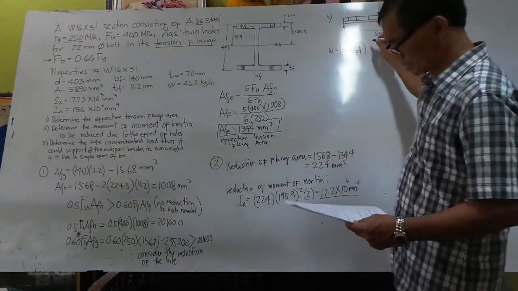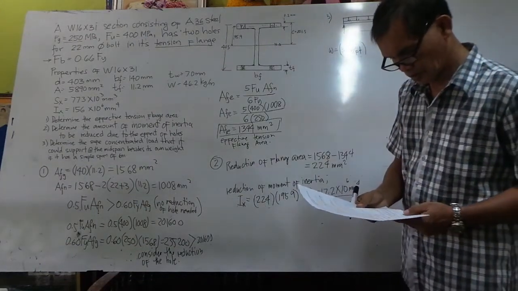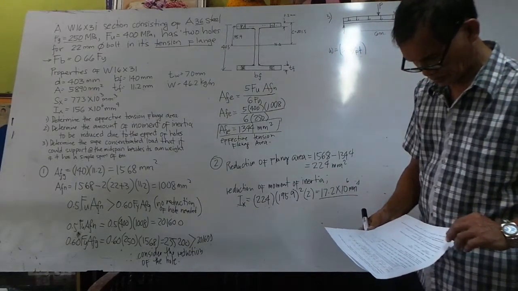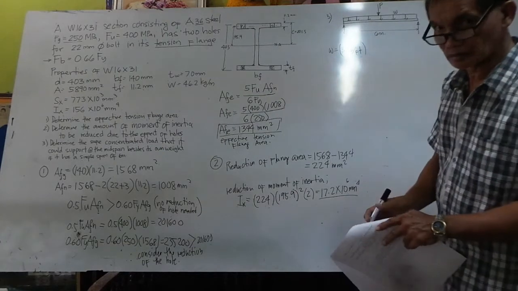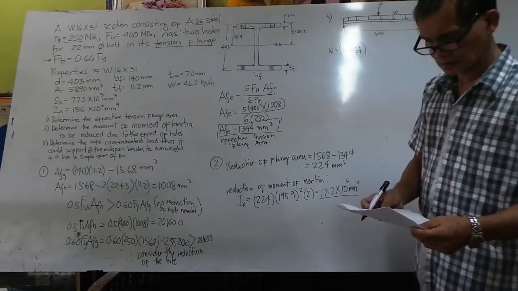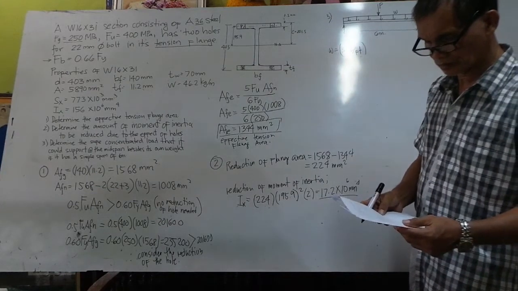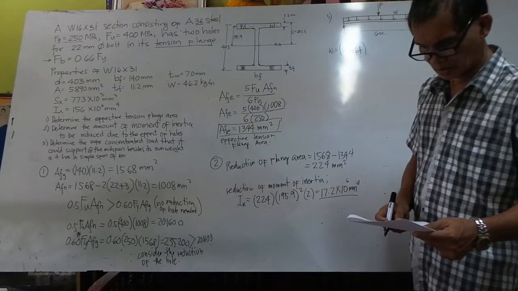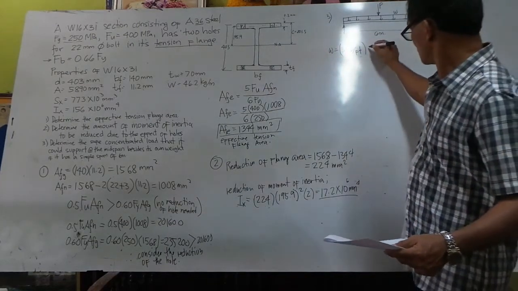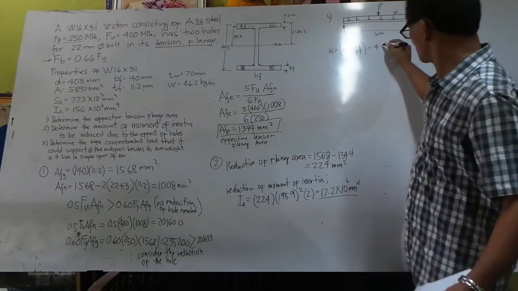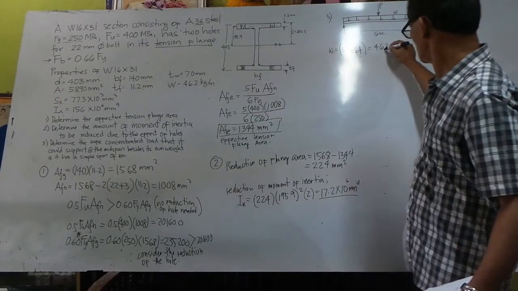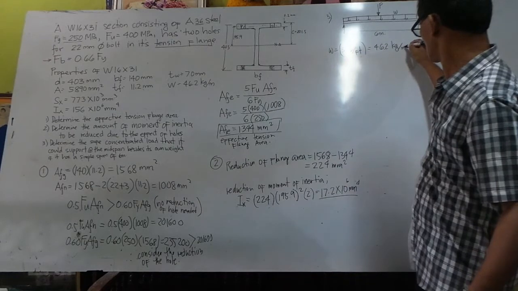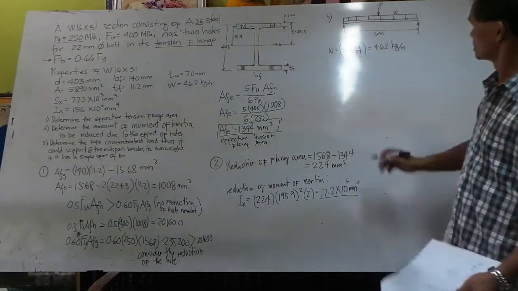31 pounds per foot, that's equivalent to 46.2. This is now kilogram per meter. That's equivalent.